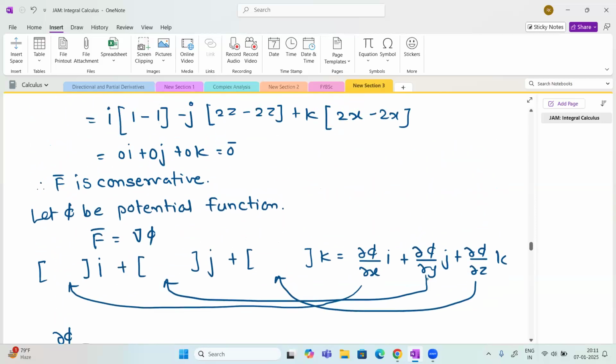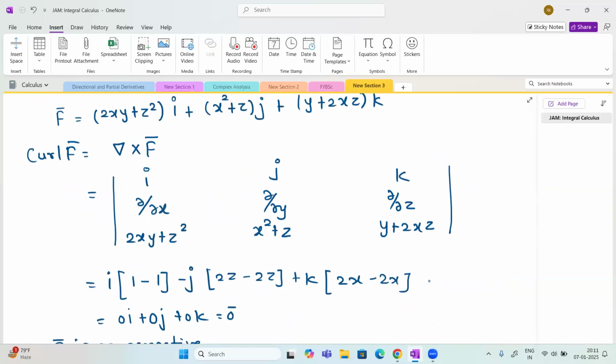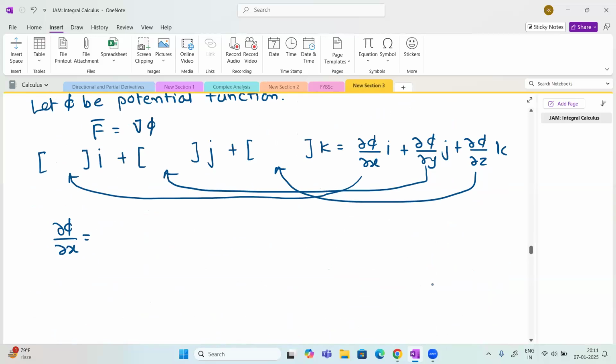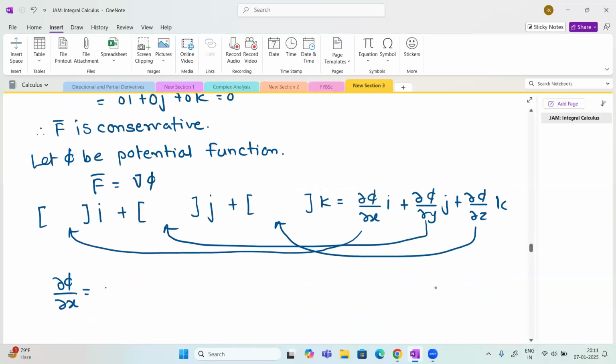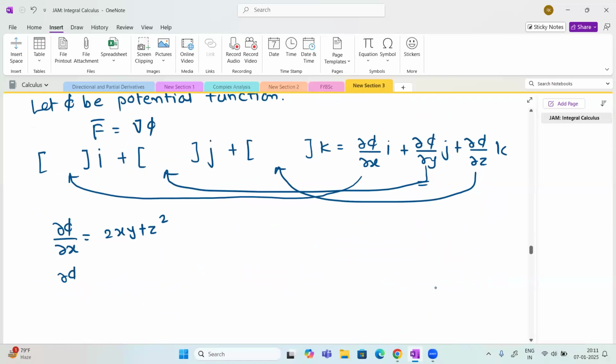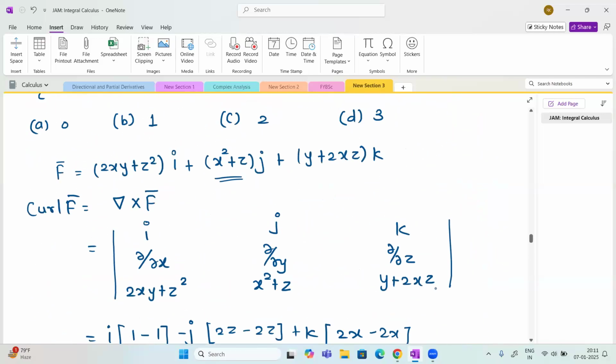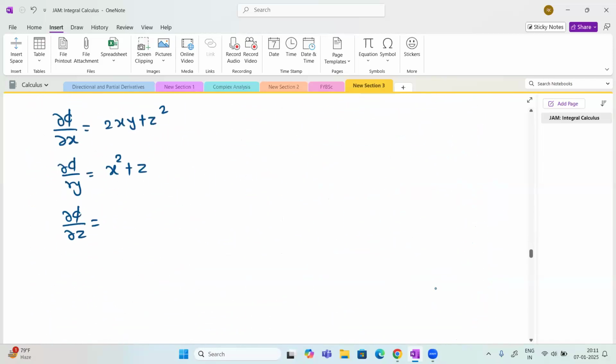What will delta phi by delta x be then? Tell me. 2xy plus z square. That means we compare the multiples of i. Multiples of j, delta phi by delta y. What is the multiple of j? x square plus z. So I'm writing delta phi by delta y is equal to x square plus z. And the last one, the multiple of k, delta phi by delta z is equal to y plus 2xz.